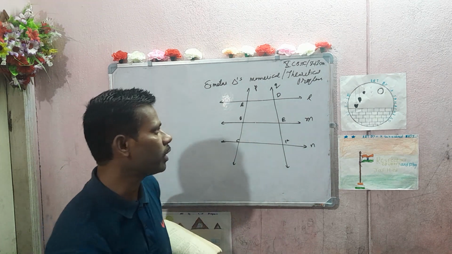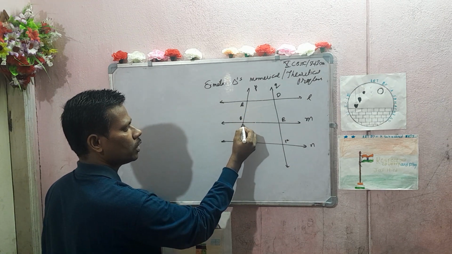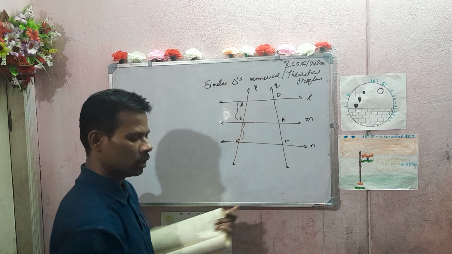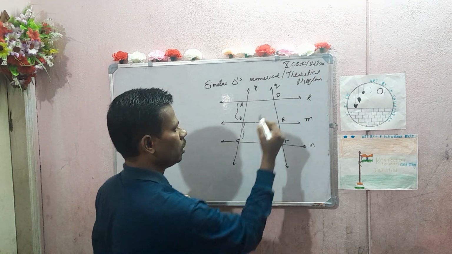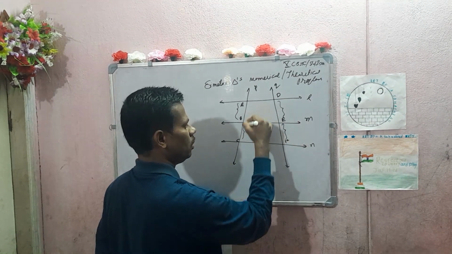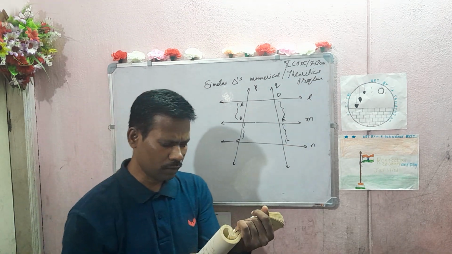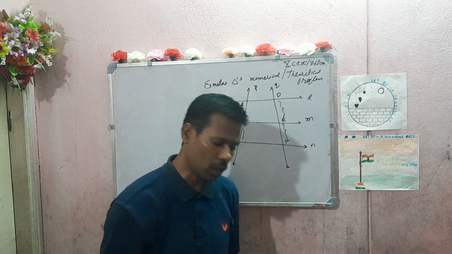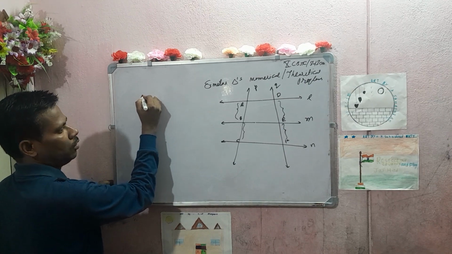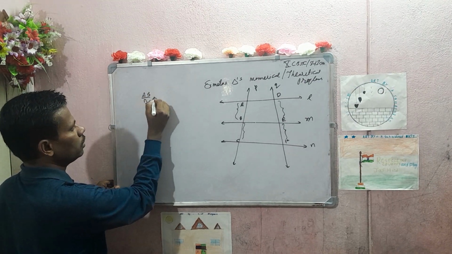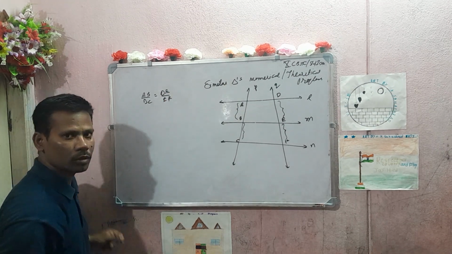Prove that the intercepts made by them. What are the intercepts? AB and BC are the two intercepts. Prove that the intercepts made by them on the transversals are proportional. These are the intercepts, and they are proportional. So very simple, students. AB by BC is equal to DE by EF. He is asking us to prove this.